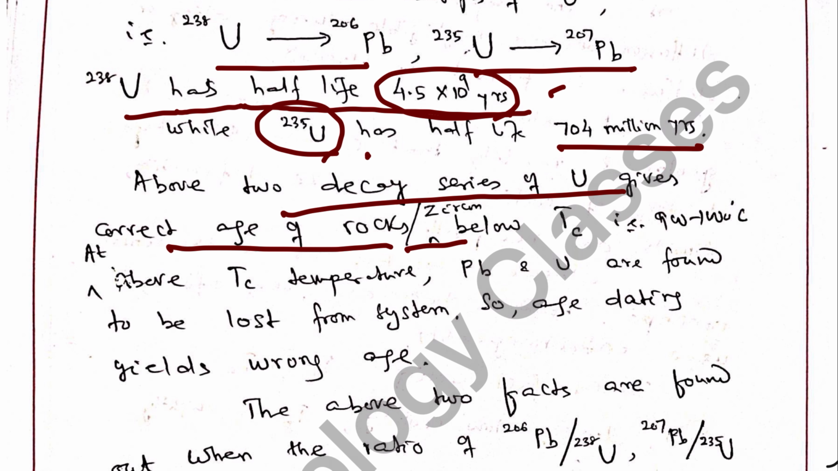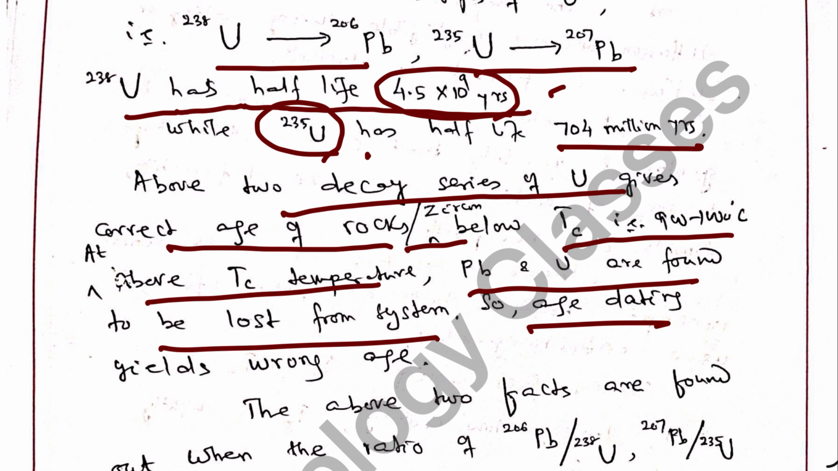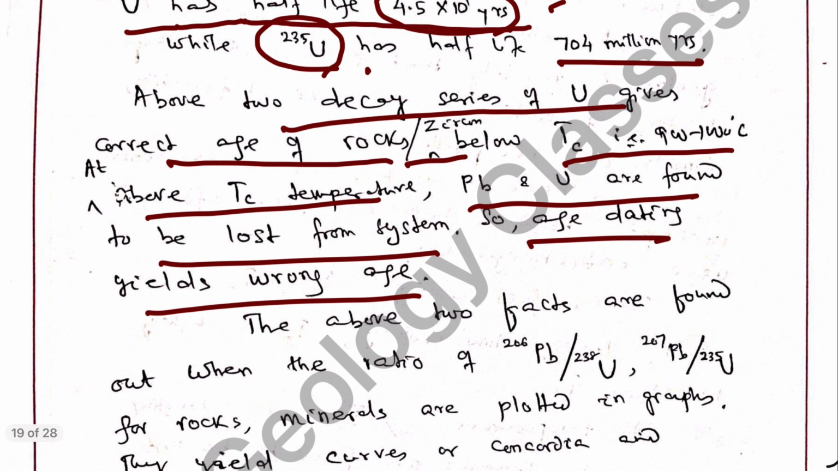The above two decay series of uranium give the correct age of rocks or the minerals which contain them, for example zircon, below the closure temperature, that is 900 to 1030 centigrade. And at a temperature above Tc, Pb and uranium are found to be lost from the system. So age dating yields a wrong age.